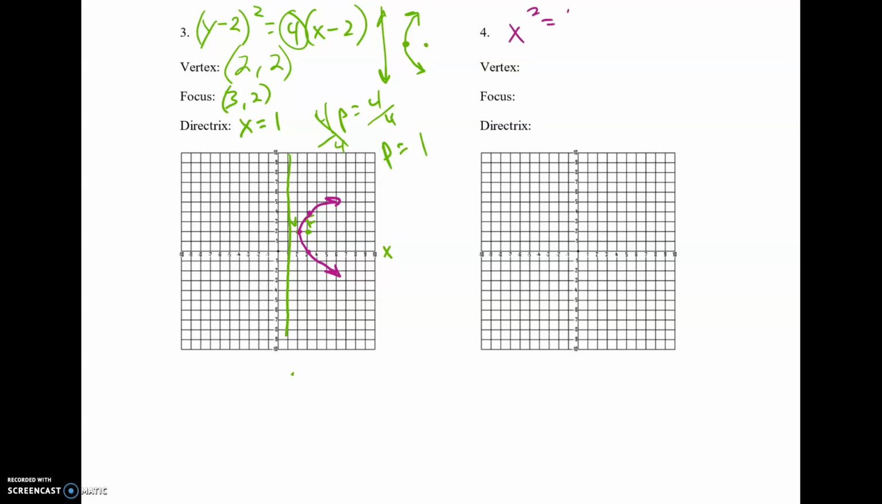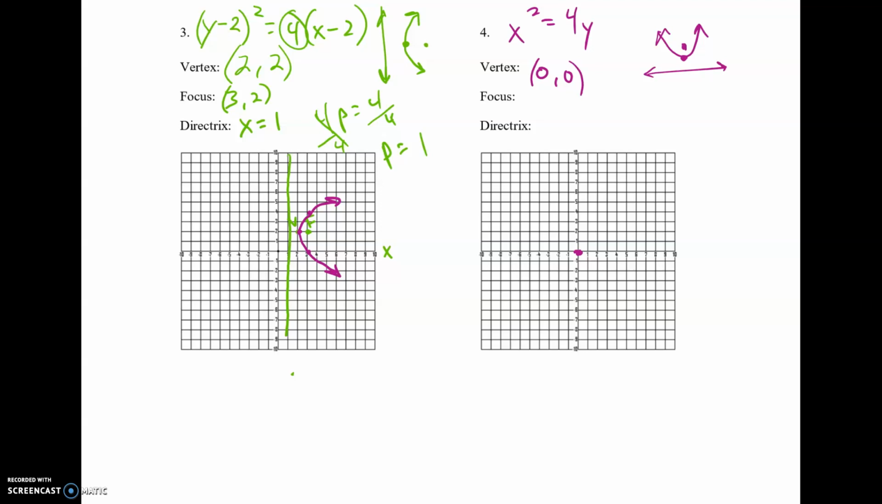Let's go x squared equals 4y. X is squared and p is positive. So this one's going to open up. And the vertex is 0, 0. Okay, h, k. There's the vertex. I'm going to go up p units, absolute value of p, to find the focus, because the focus is going to be on the inside of the parabola. I'm going to go down p units, or the absolute value of p units, to find the horizontal line that is our directrix, because the parabola always opens away from the directrix.